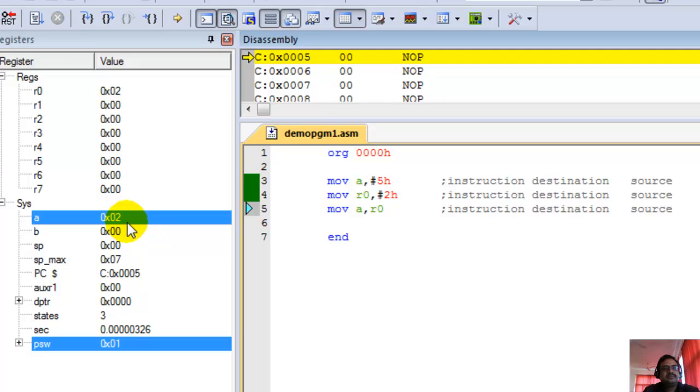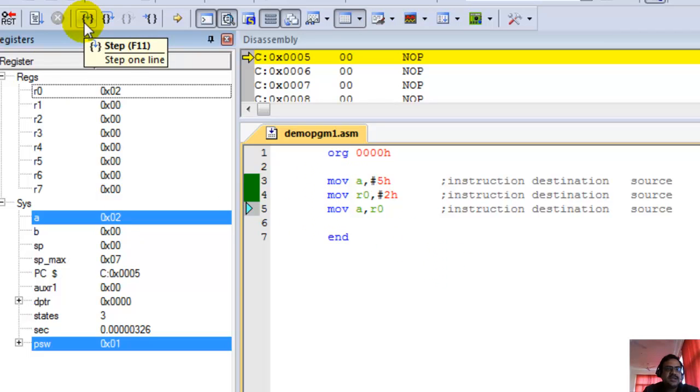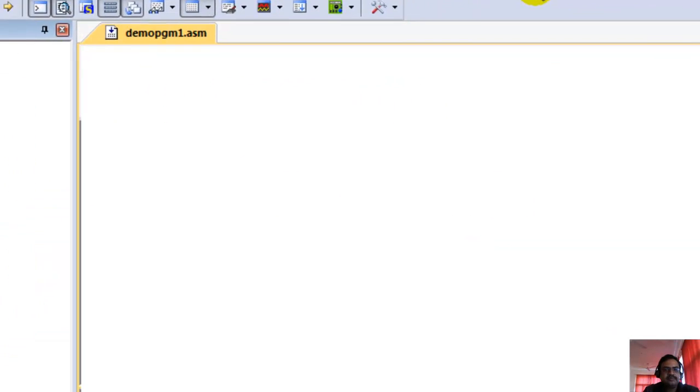You see now, the 5 is erased, and instead of that 2 is overwritten. So it has moved the value in R0 to accumulator. Now if you see the beauty here, the value in R0 is retained. It is not a cut and paste operation, it is a copy paste operation. Understood? So this is how the move function works. Is that clear? Okay. Now let's go back to the program.